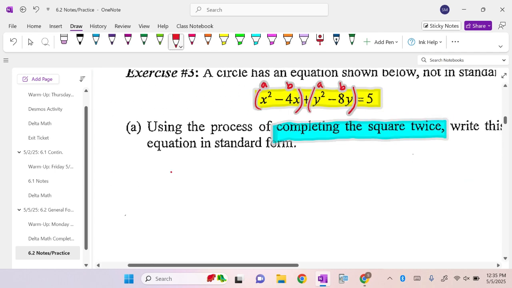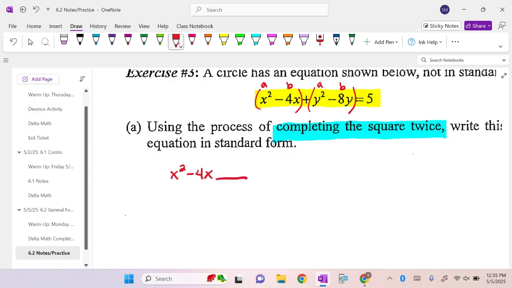I would rewrite this as x squared minus 4x, leave a big space for your C, plus y squared minus 8y, leave a big space for your C. It's all going to be equal to 5. So because there are no constants or singular numbers that are not connected to the variable on the left side of the equal sign, we can go straight into the next step of completing the square.